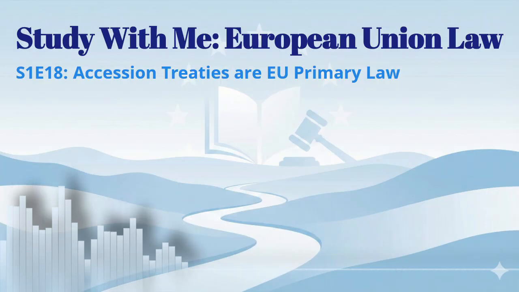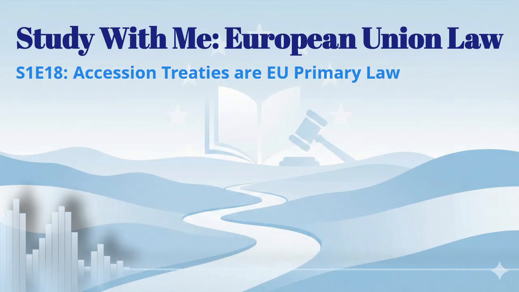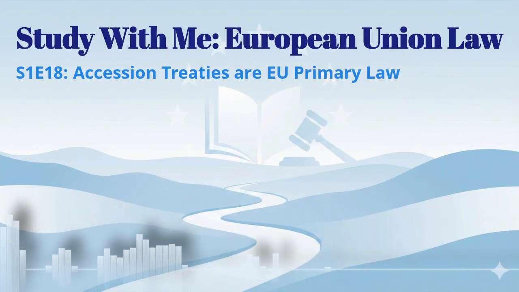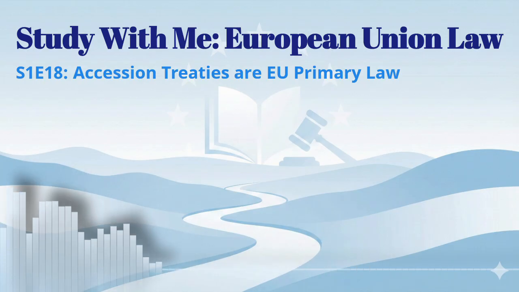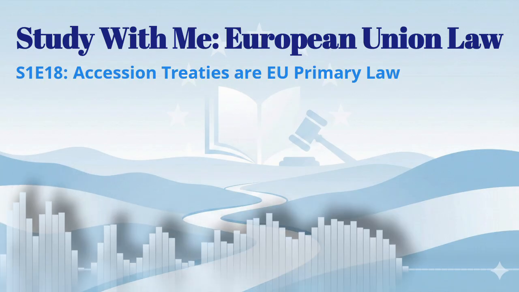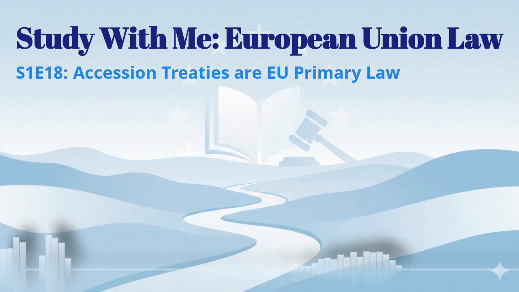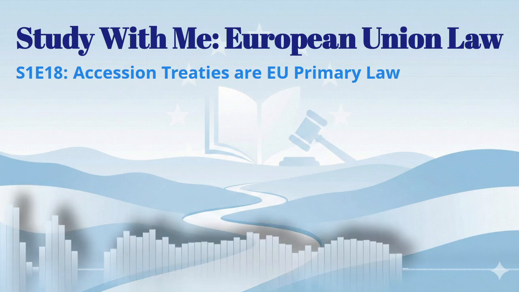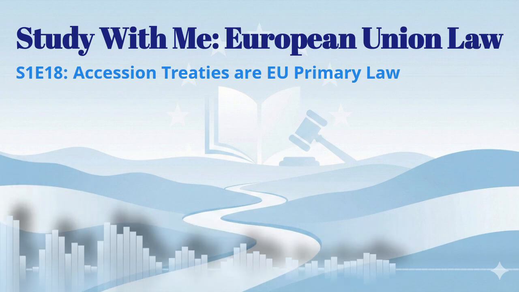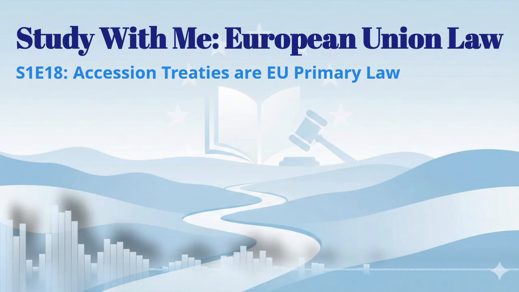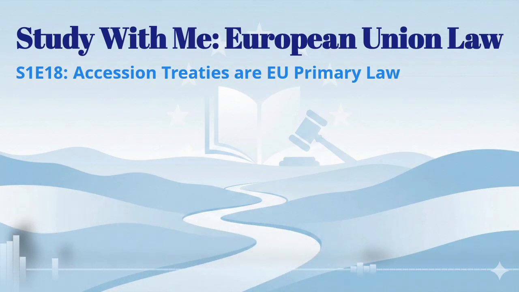In this deep dive, we're going to really focus on their legal architecture. We want to make sure this material is clear and memorable for your exams. So let's start with a really simple definition. What are we talking about here? Essentially, they're formal international agreements. They're signed between all the existing EU member states on one side and a candidate country on the other. And their whole purpose is just to formalize that country's entry into the Union.